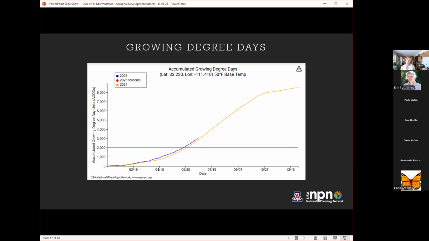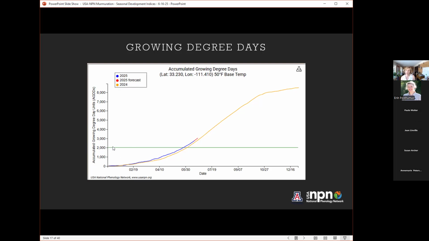And so this is another plot from our website. Again, I pulled this from our visualization tool. This is a hypothetical example where some event was going to occur at 2,000 growing degree days. And the orange line depicts the long-term average. Okay, this one is from my house actually now in Tucson. You can tell because the numbers are really high. So that event, we typically, on average, long-term average, or no, this isn't long-term average. I'm sorry, this is 24 and 25.